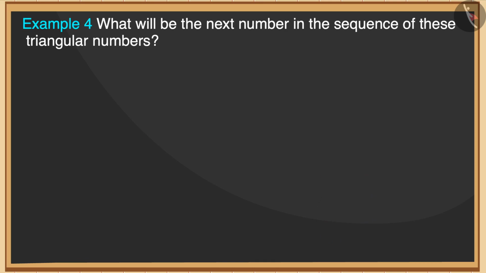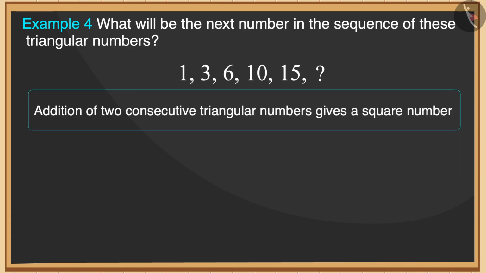Now tell me, what will be the next number in the sequence of these triangular numbers? Think about it. Let's solve this question together. We know that adding consecutive triangular numbers gives us a square number. Let us add them.